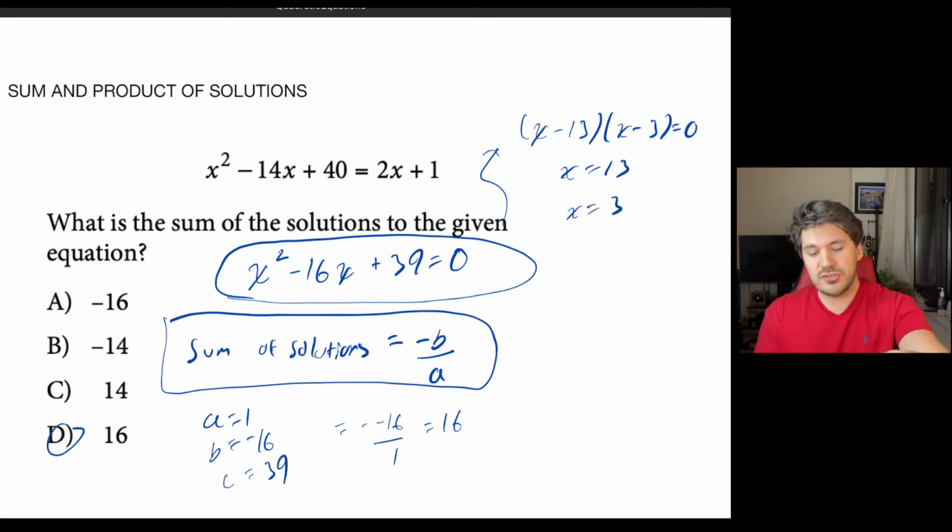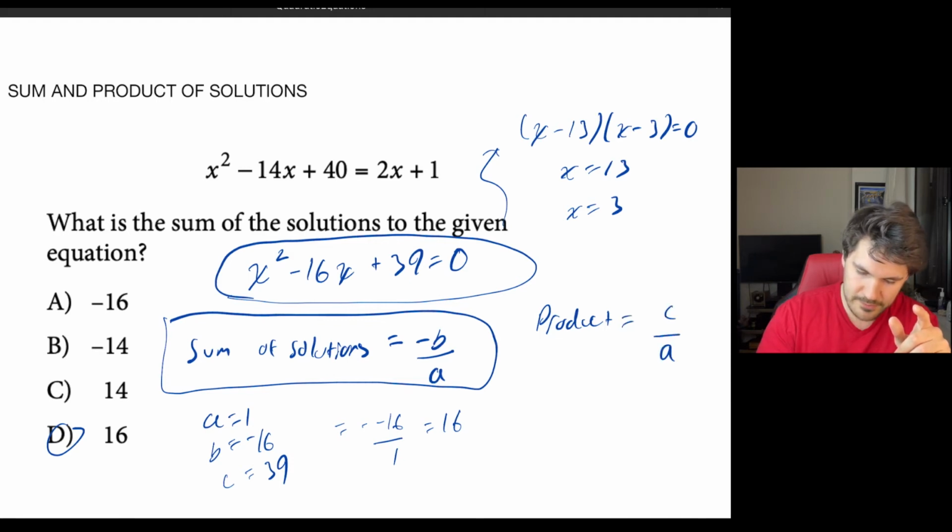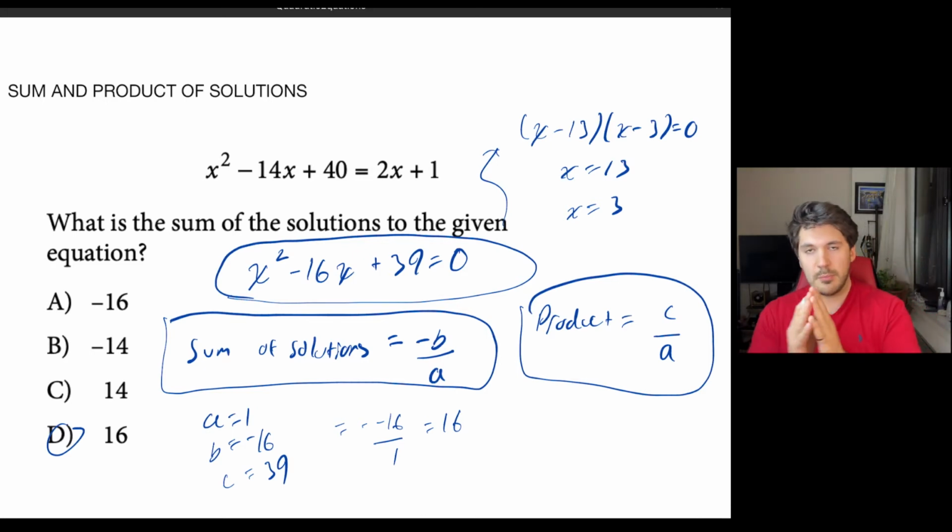There is one more equation that deals with this. This question asked you about the sum of the solutions to the given equation. You might instead be asked about the product of the solutions. It's a similar equation. Product will be equal to c over a. Now, this is a little bit different. Sum was negative b over a, product is c over a.